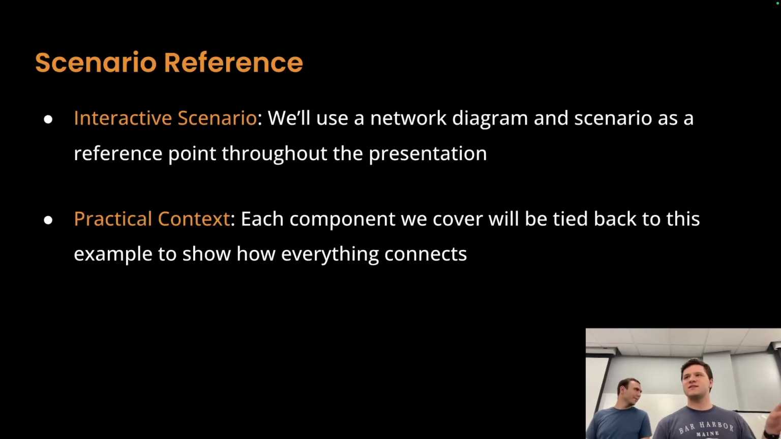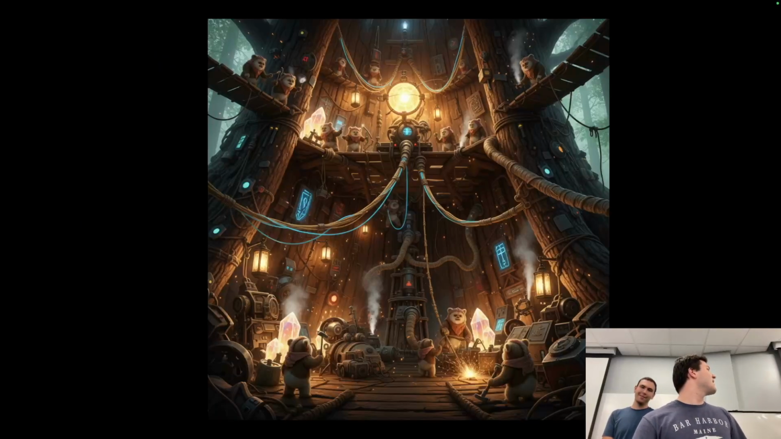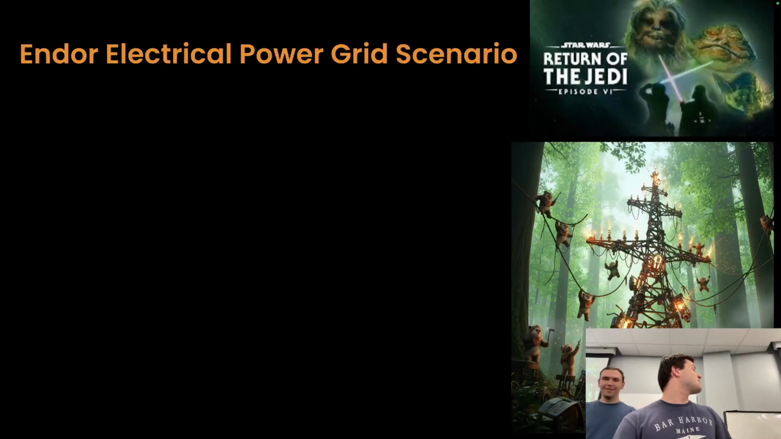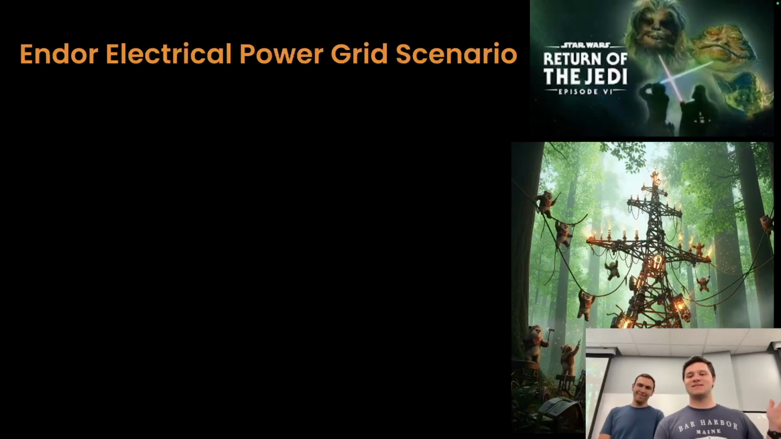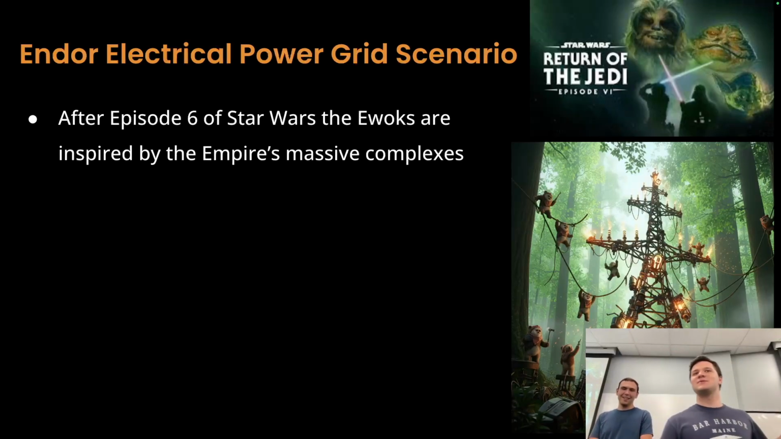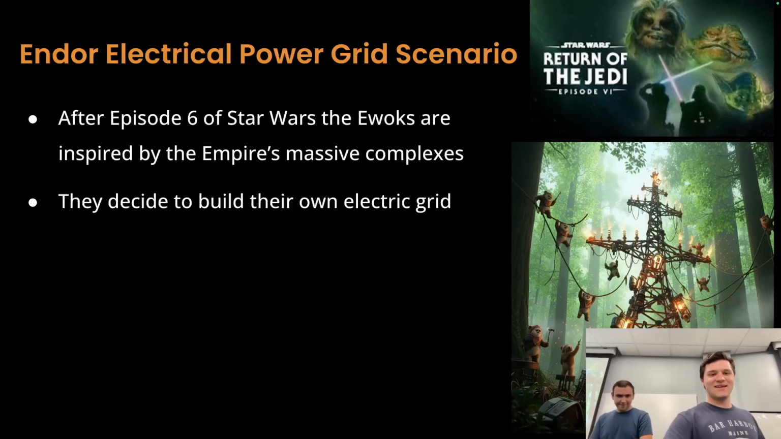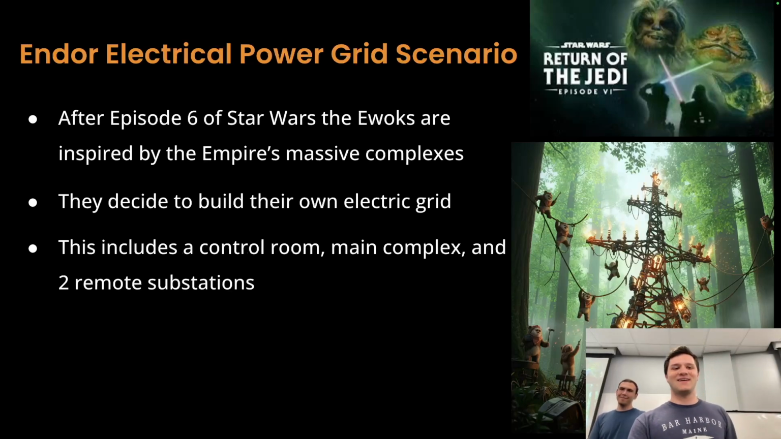Throughout this presentation, to make it more digestible, we're going to be using a scenario as a reference point, to have more consistency throughout our examples and make it easier to understand. Our scenario is going to be Star Wars themed, centered around Ewoks from the planet Endor. After Episode 6 of Star Wars, the Ewoks were fascinated by all of the massive complexes that they had on their planet, and they decided to build their own electric grid.